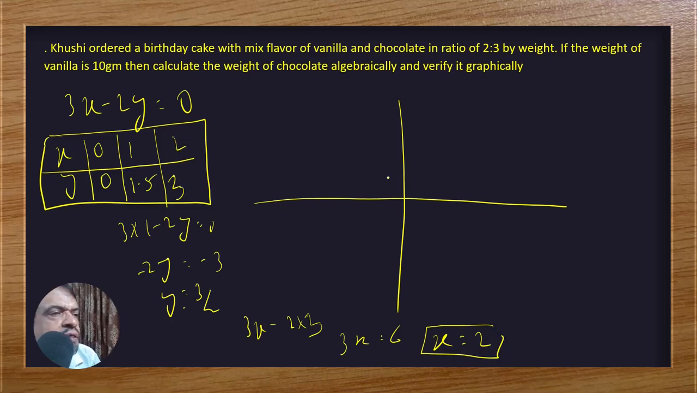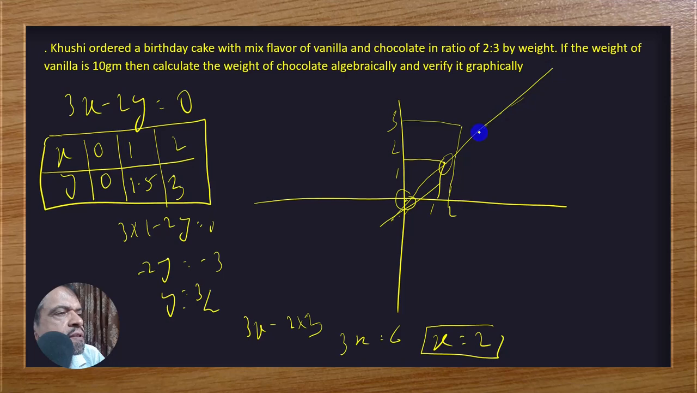Now x is 0, y is 0, the first coordinate is 0, 0. Now 1, 1.5. Suppose this is 1, 2, 3, so 1.5 and 1 is another coordinate. Now 2, 3. This is 2, this is 3. So another is 2 and 3. And similarly, we will find here 10 and 15, that was our answer. We will join these.